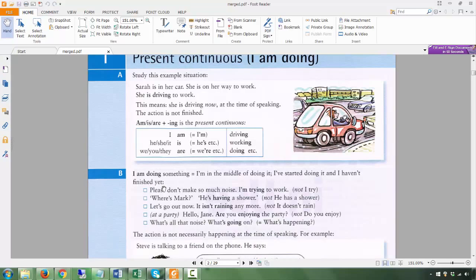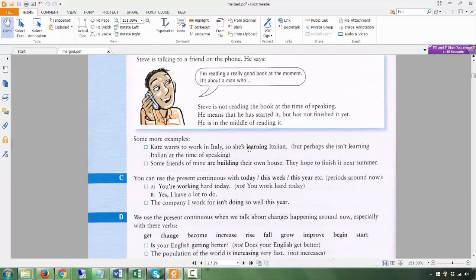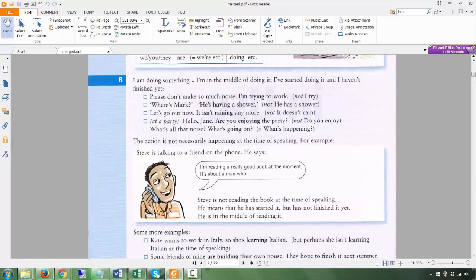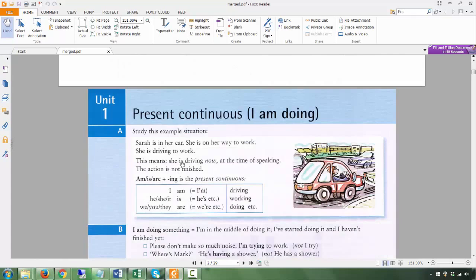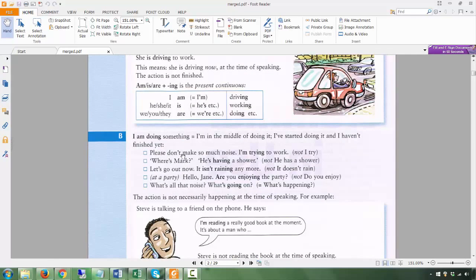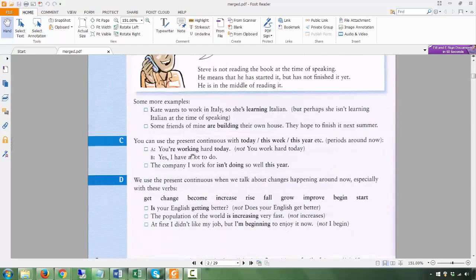All right, and it also tells you the meaning: in the middle of doing something. I've started it and I haven't finished it yet. Okay, read through this more in depth. I'm not going to go through every single thing. Later on, as we go to chapter 3 and chapter 4, where it talks more about present continuous again, you'll learn other things. For example, how some verbs cannot be in present continuous form. They always take a present simple form. They cannot be in a continuous form. Okay, we'll go through that then.